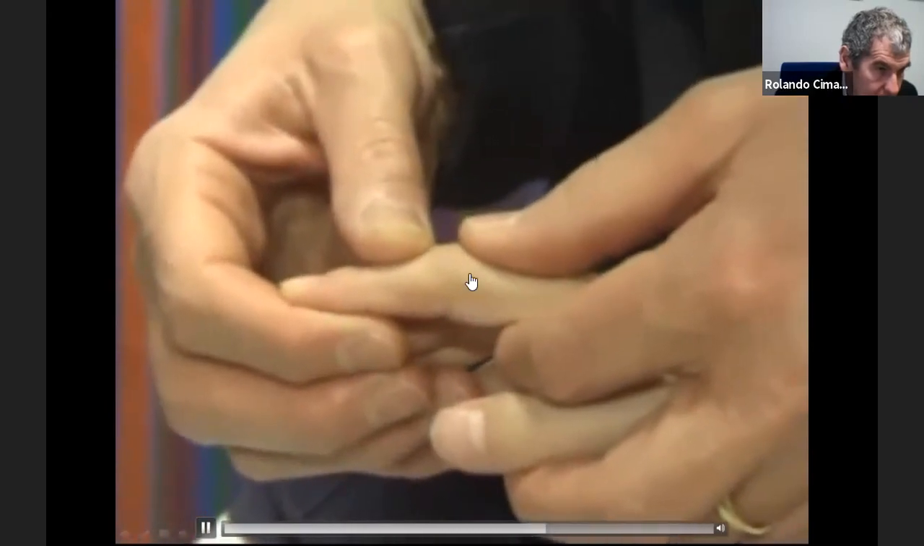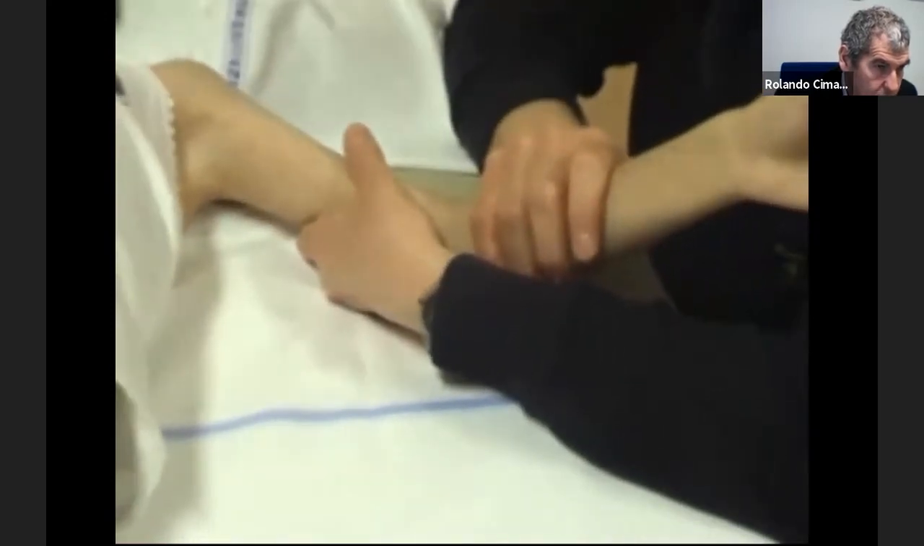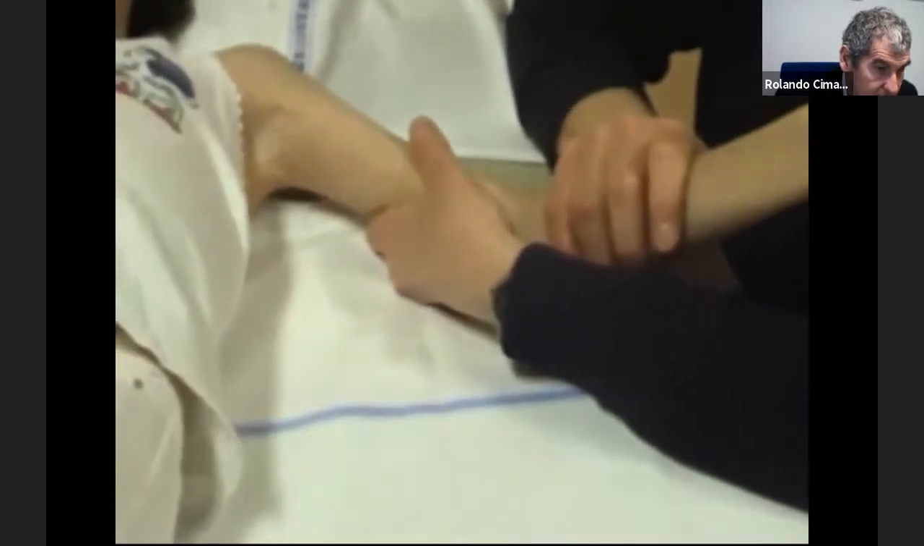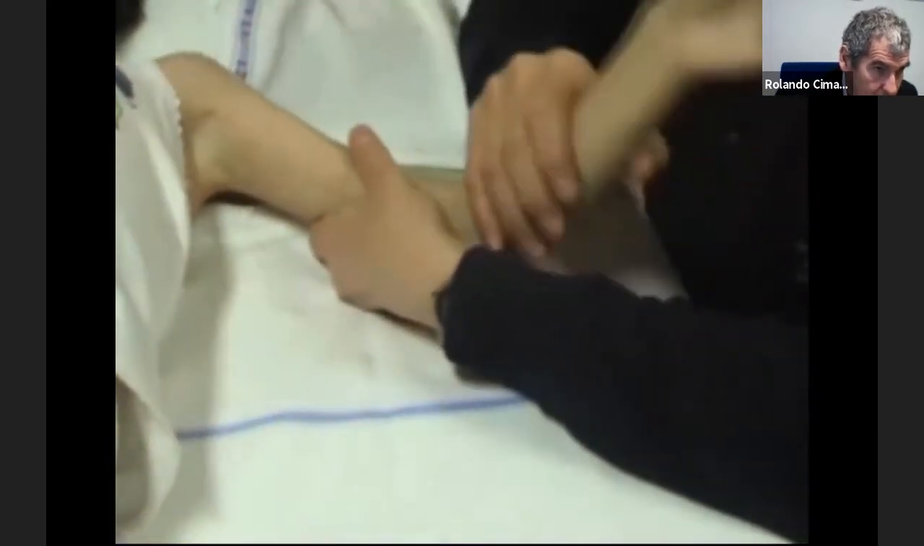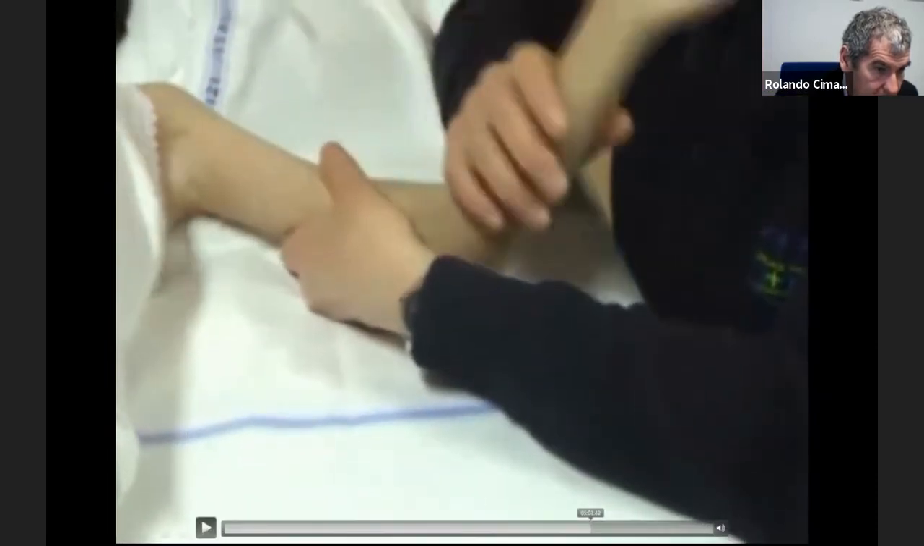Now look at the examination of the finger. Look at the joints. Look at the elbow. Even by pushing, the elbow has a flexion contracture. This is 40 degrees flexion contracture, very severe. Let's go down.